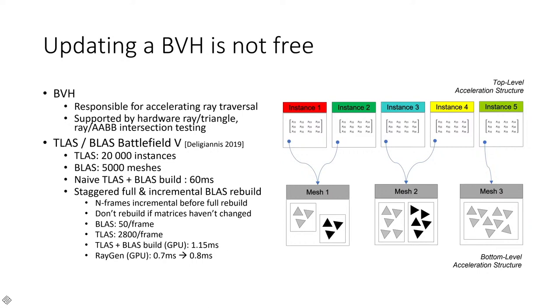So instead of updating the whole thing, by cleverly balancing rebuilds and refits, you can bring this down to 1.15 milliseconds per frame, while slightly augmenting the cost of your trace. You can see from the numbers here, going from 0.7 to 0.8. This means that the BVH is not perfect every frame, but you've significantly reduced the cost without affecting tracing too much.